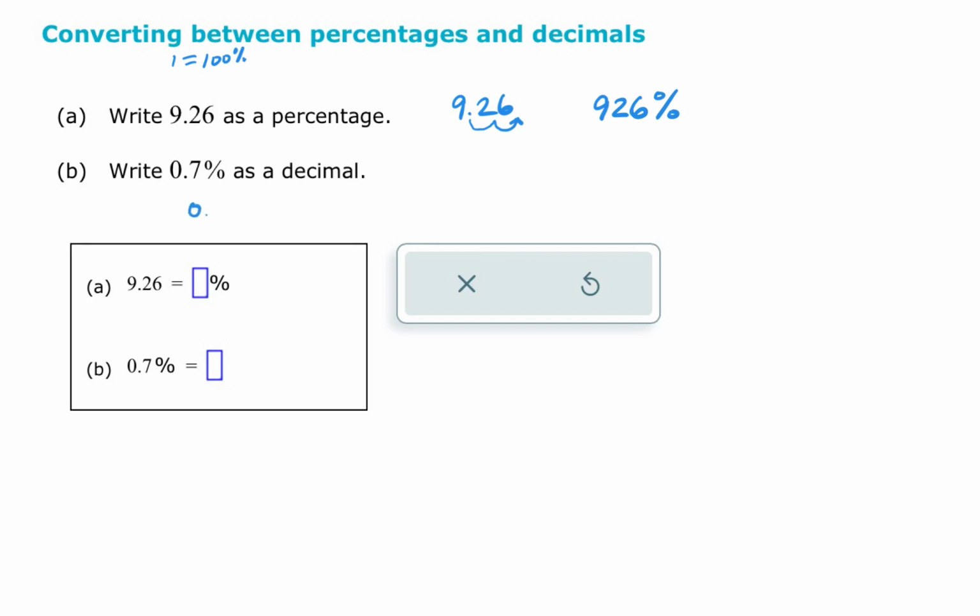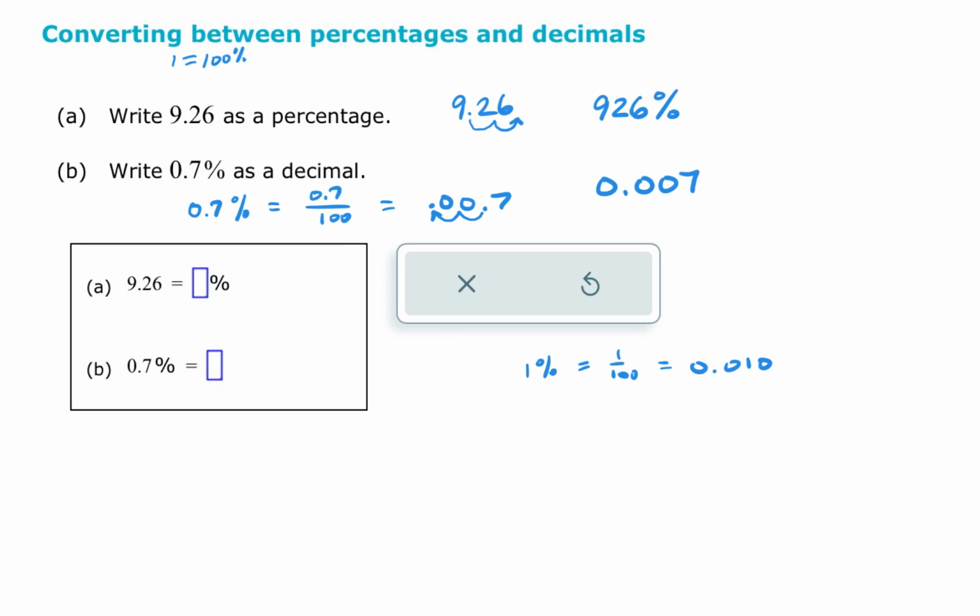And then we have 0.7% changed to a decimal. This equals 0.7 divided by 100. So that means we need to take our 0.7 and we're going to appear to shift the decimal 2 places to the left, so it'll become 0.007. And like I've said before, 1% equals 1/100th equals 0.01. We can put a 0 in the thousandths place. 0.7% should be less than that, and it is.